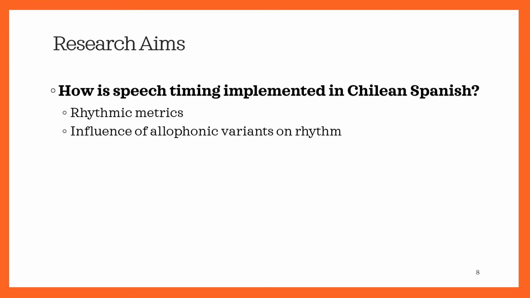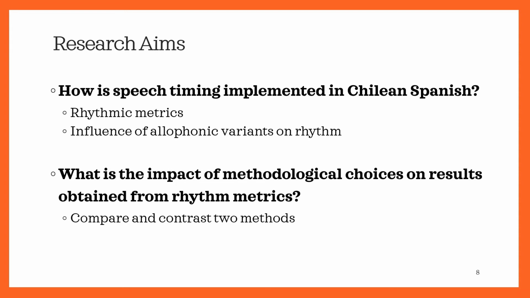Our first aim is to study how speech timing is implemented in Chilean Spanish by relying on rhythm metrics as well as looking at some of its phonological characteristics. The second aim is to find out whether choosing different segmentation approaches or the type of elicitation material can have an impact on the results. It is important to mention that this is part of our larger study and that the results are preliminary.